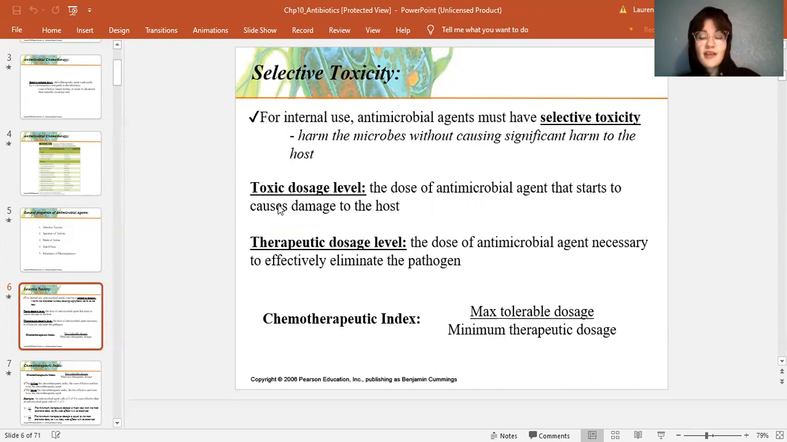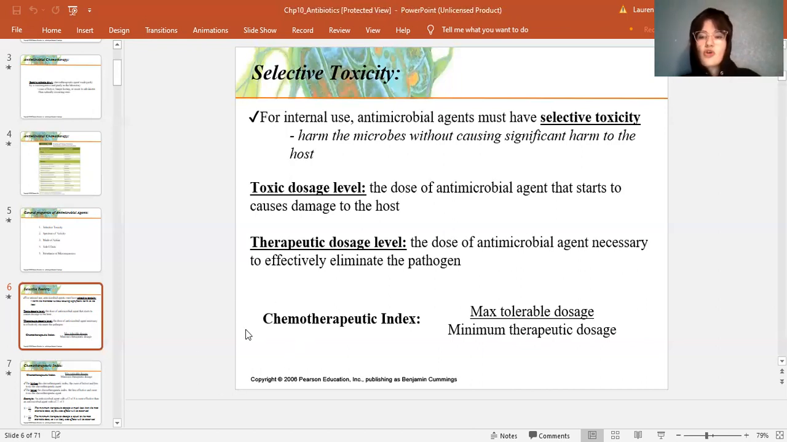Because if we give too little of an antimicrobial, it's not going to give a hard enough punch, right? If we give penicillin and it's half of the dosage that we need, it's not going to be effective against the bacteria. But if we give it at a therapeutic level, that means it is going to be effective, it's going to knock out that bacteria, and the patient should clear the infection. So in order to find the chemotherapeutic index, you take the max tolerable dosage, so the max you can give before harm, and the minimum therapeutic dosage.